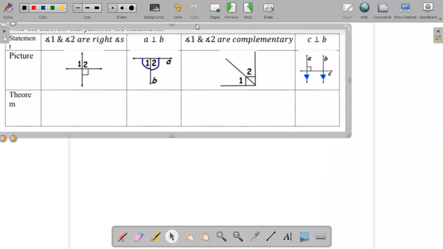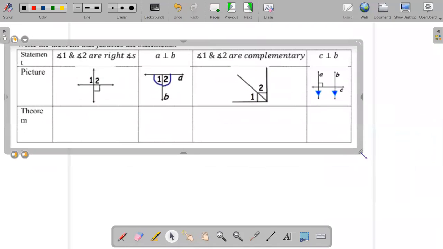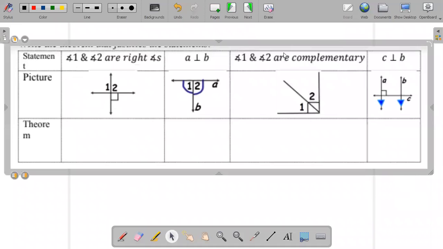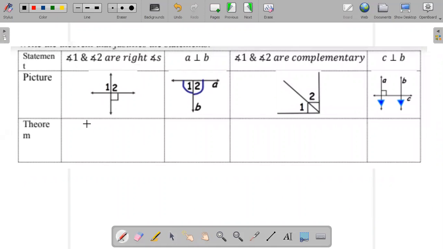In a proof, I don't care if your words are exactly correct or not, as long as you have the general idea, I'm good with that. Okay. So as long as you know kind of what's going on, that's fine. All right. So if I look at this, it says angle 1 and angle 2 are right angles. I have to prove whether that's true or not, or find something that proves why it's true.